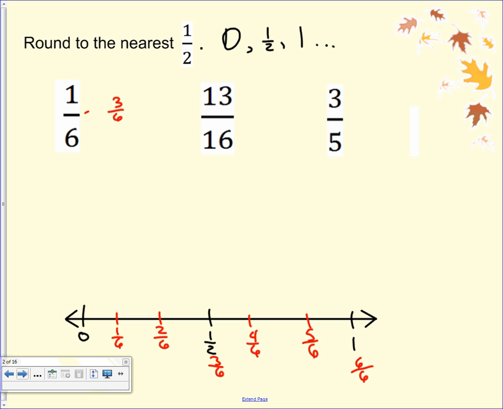So where our thing is 1/6, 1/6 is right there. Is that close to a half, or not? Not really at all. It's probably closer to 0. So let's erase and try another one.